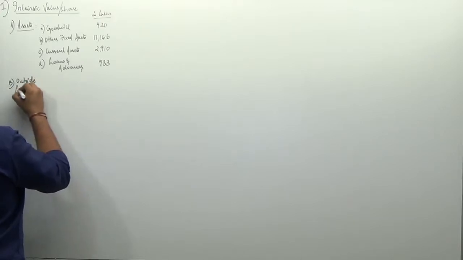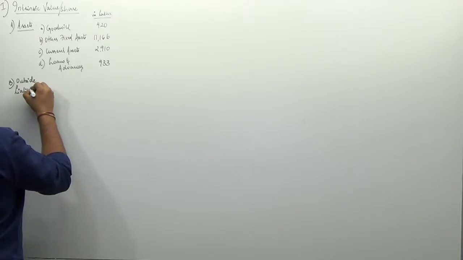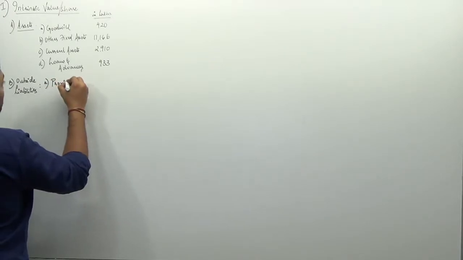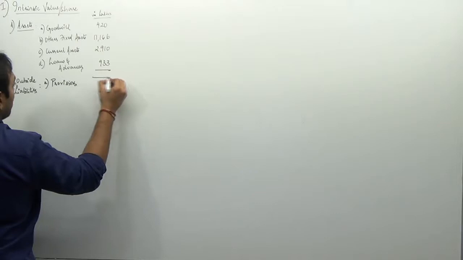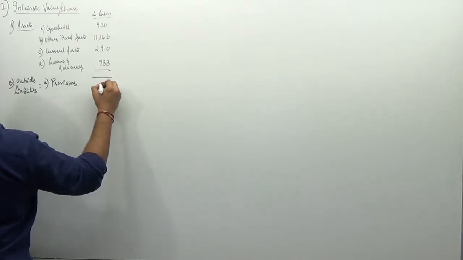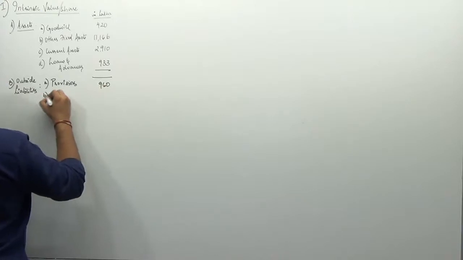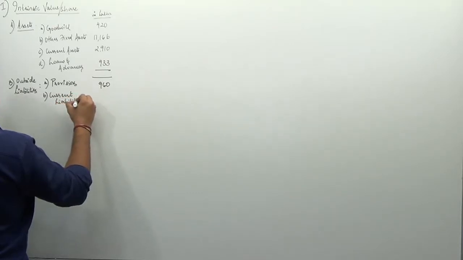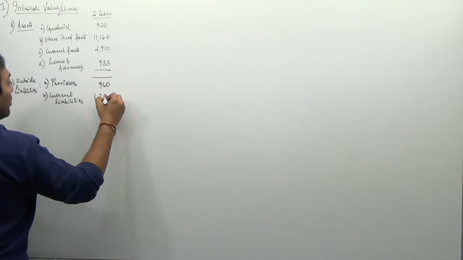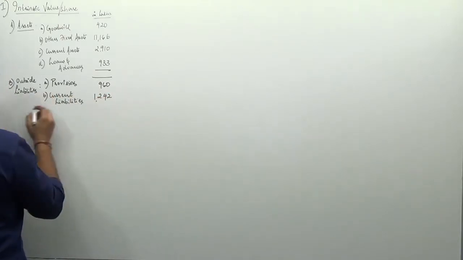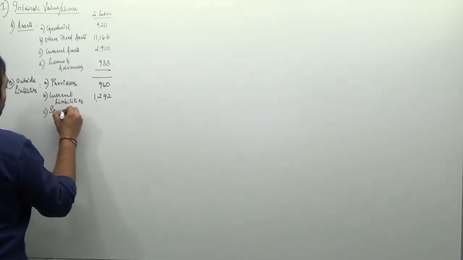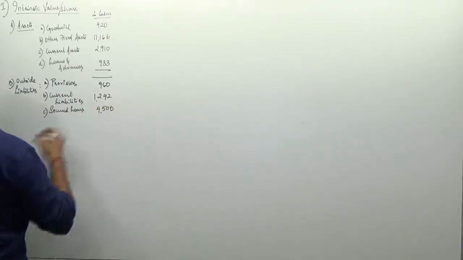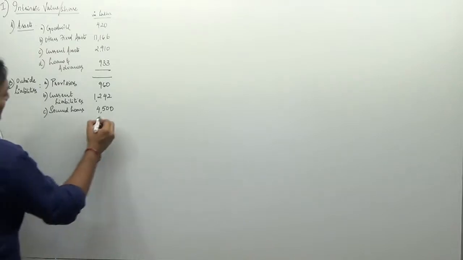Outside liabilities. First one, provisions. Provisions are 960. Current liabilities 1242. Secured loan 4500. That's it. Outside liabilities.